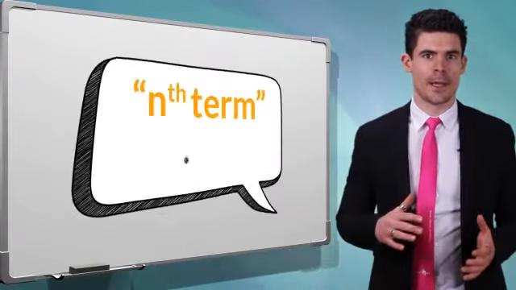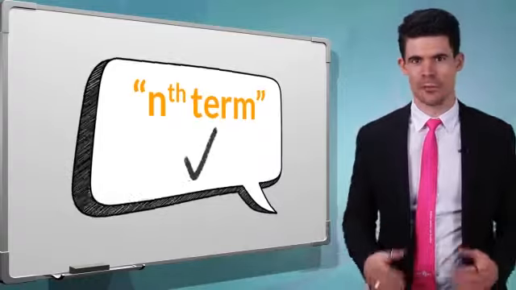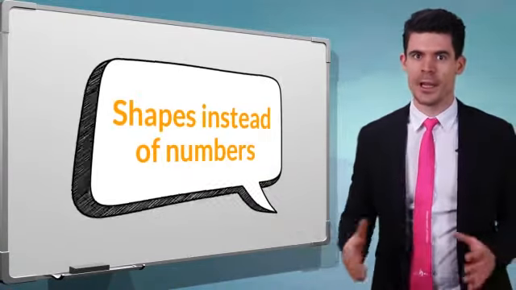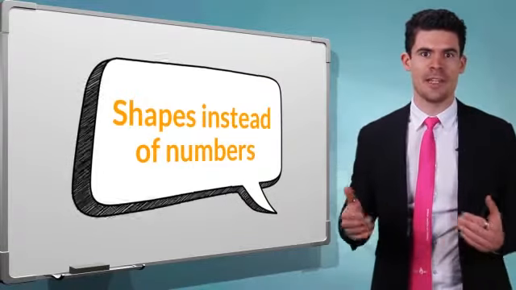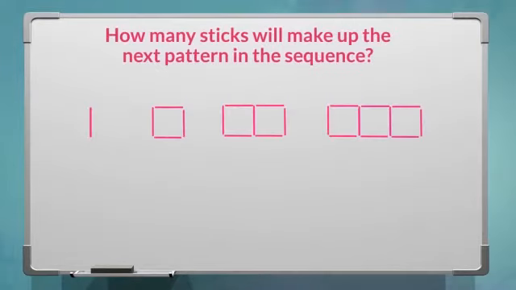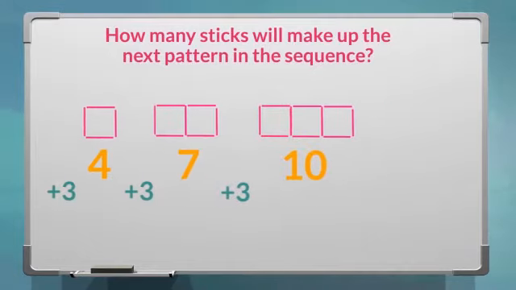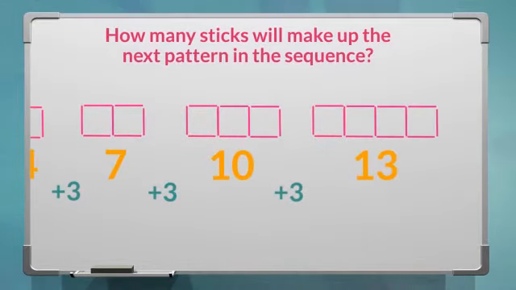So, we've looked at making the nth term and using it. Sometimes the exam paper may try to confuse you with shapes instead of numbers. If you see a question with shapes, it's actually easier to write down some numbers. For example, how many sticks will make up the next pattern in the sequence? Underneath each shape, let's write down how many sticks are there. 1, 4, 7 and 10. We can see from the numbers that the pattern is going up in 3s. So, adding 3 to the 10 sticks gives us 13 sticks, which is our answer.